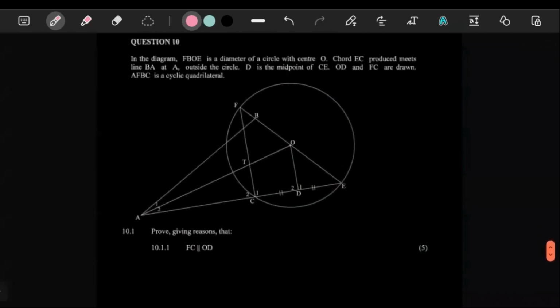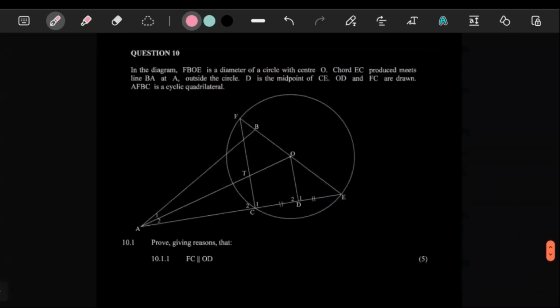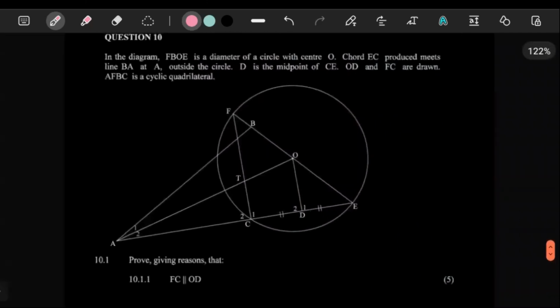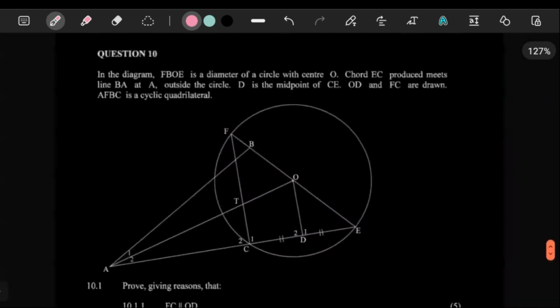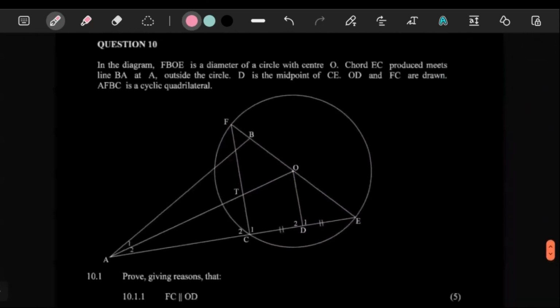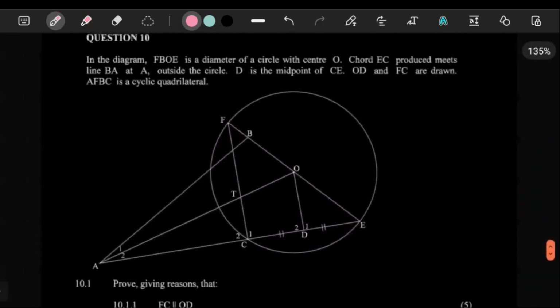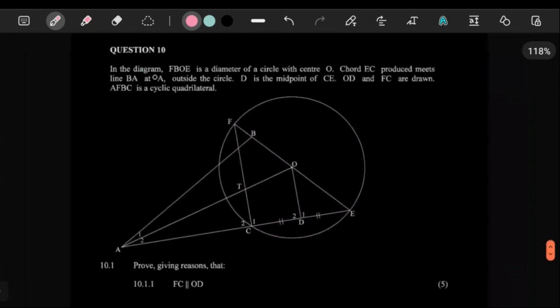Okay, so looks like we have another interesting Euclidean geometry question here. It's definitely going to work with proportionality stuff for sure. But this is out of 5. So funny enough, let's just see here. It says, for question 10, right? It says in the diagram, FBOE. Let's see what that is. FBOE. Okay, this is the diameter of the circle with center O.